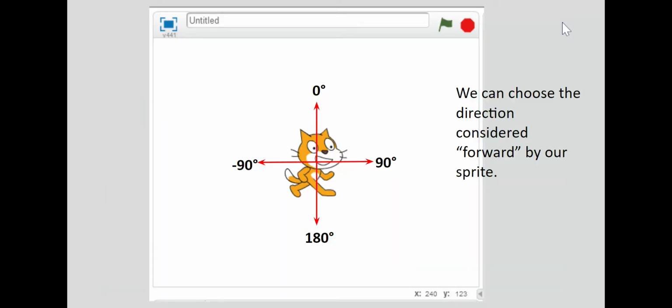When you are pointing in a direction, we can choose what direction is considered forward by our sprite. So if you take a look at this, you'll see that 90 degrees is moving towards the right or going up the x-axis. Negative 90 degrees is going to the left or going down the x-axis. 0 degrees is going up the y-axis, and 180 degrees is going down the y-axis.